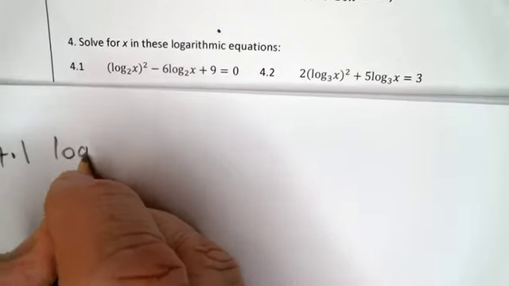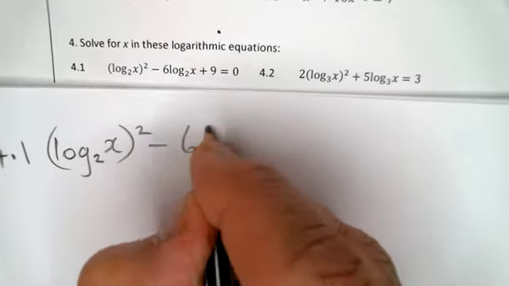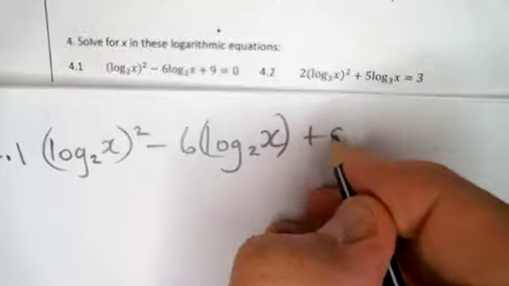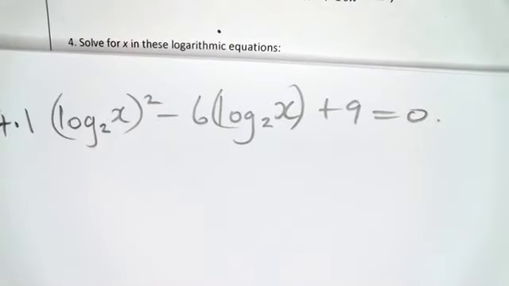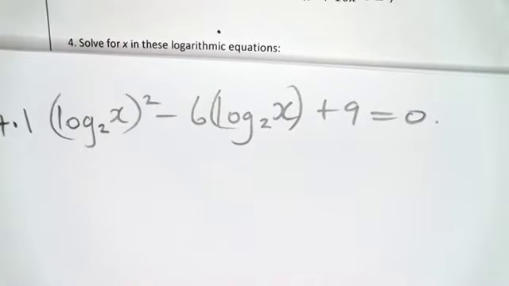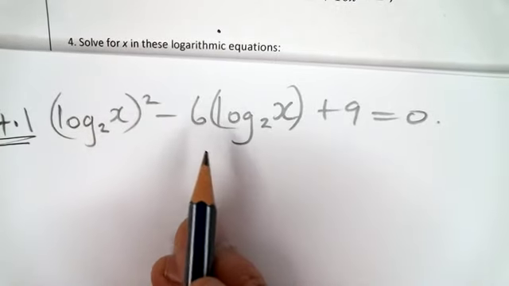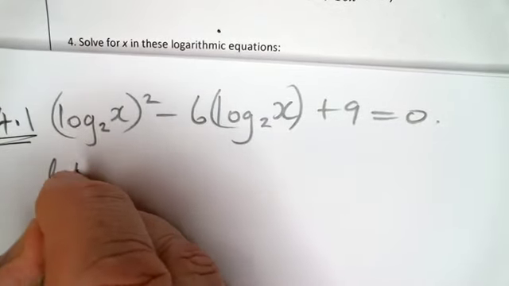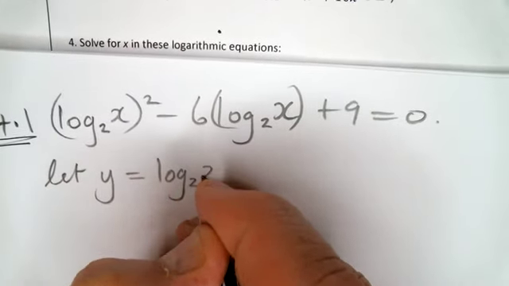We've got the log base 2 of x squared minus 6 log base 2 of x plus 9 is equal to 0. All right, so let's see if we can find values of x for which this thing here will be true. So let's do that now. But before we do, I'm noticing that we've got a log base 2 of x and that's squared. And this is a log base 2 of x. So why don't we just say let y equal log base 2 of x.